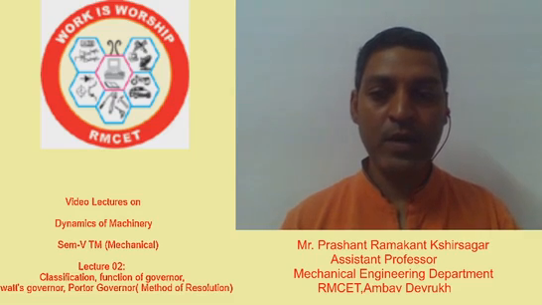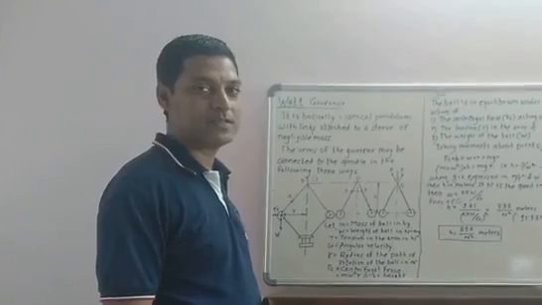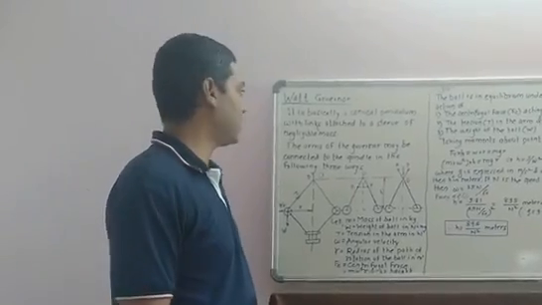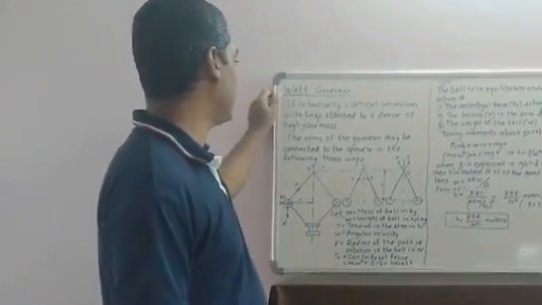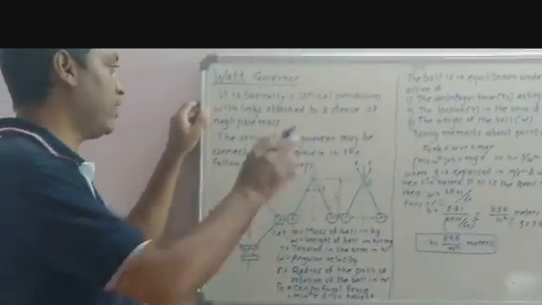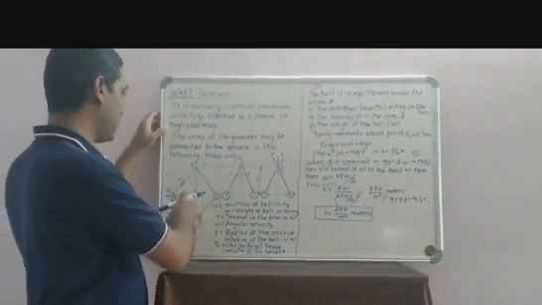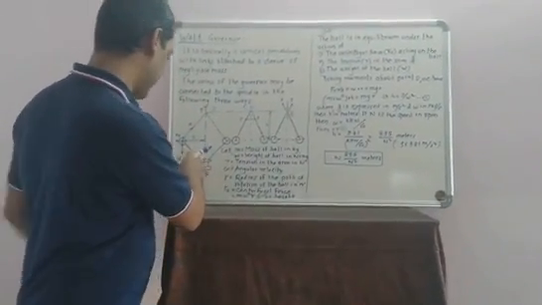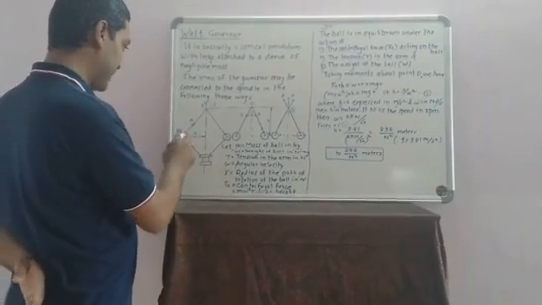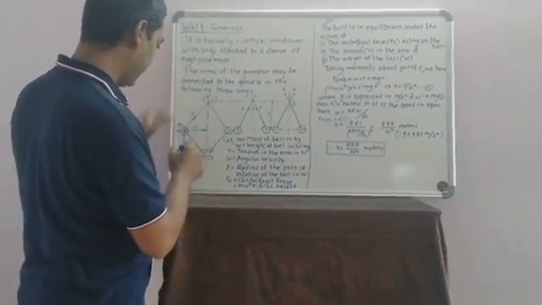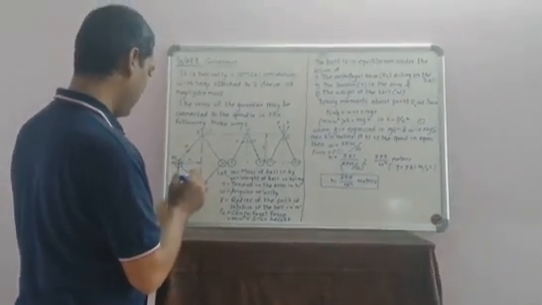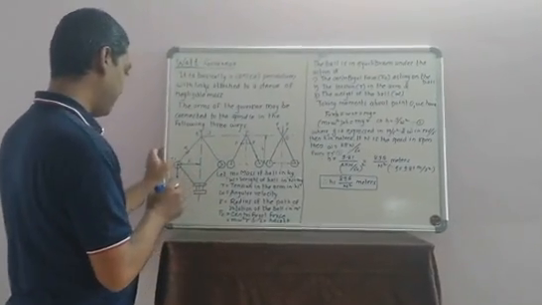Now we will discuss Watt's governor. This is the simplest type of centrifugal governor, that is, a dead weight governor. It is basically a conical pendulum with the links attached to a sleeve of negligible mass. So it consists of various parts such as arm, link, sleeve, spindle, then the fly balls.